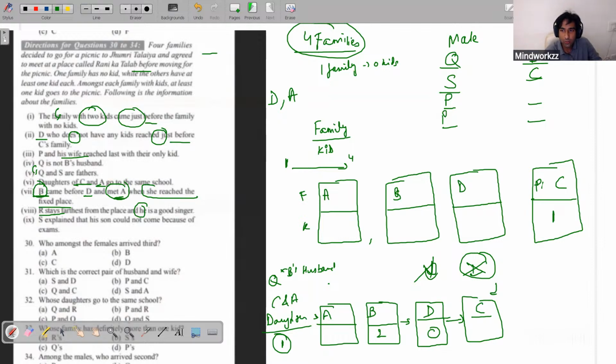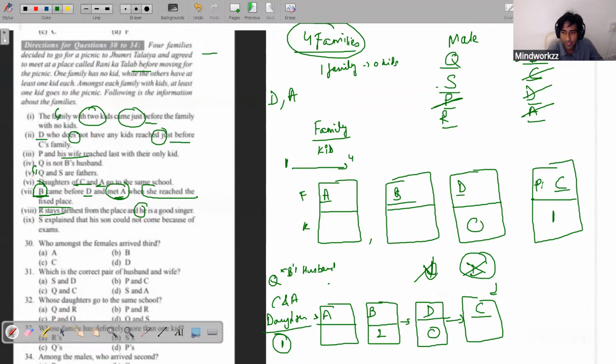So if R is a good singer, that means R is a male, and that would mean D and A are females. Okay, so A is a female, D is a female, and B is a female, right? And C of course is a female. Now, the males left: we've placed B, C, D and A, so we've placed all the females. Among males we've only placed P. We still need to place S, Q and R.